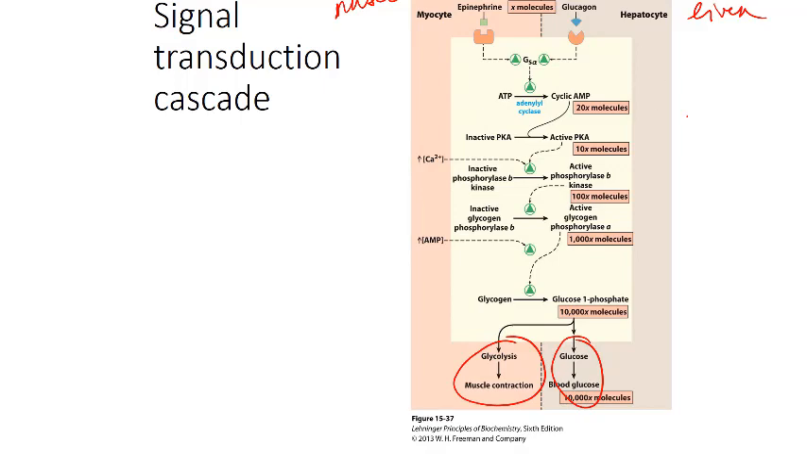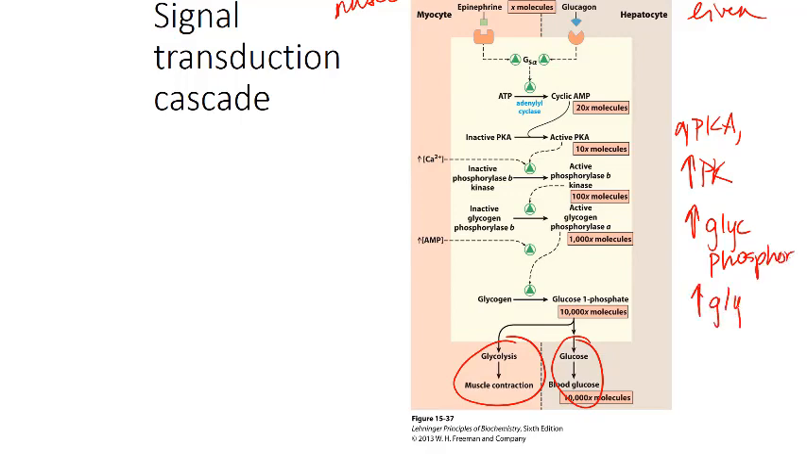So again, these signals will increase PKA. It will activate phosphorylase kinase, which will turn on glycogen phosphorylase, which will increase glycogen breakdown, with the ultimate goal of increasing blood glucose for transport elsewhere so it can go through glycolysis.